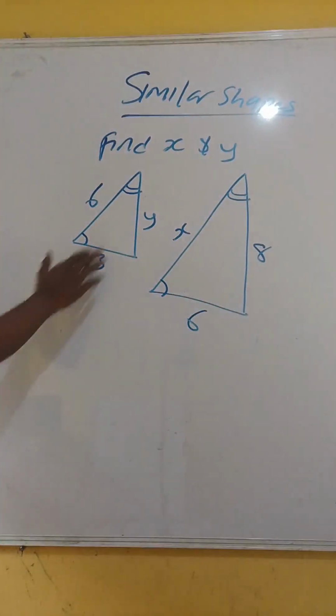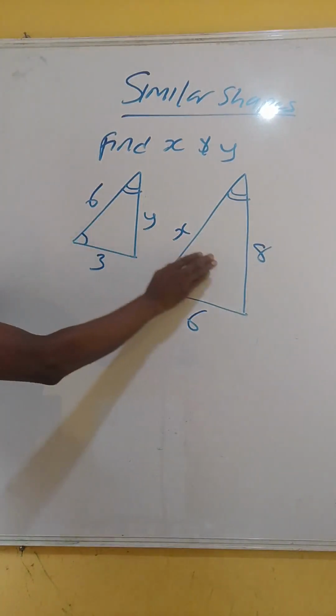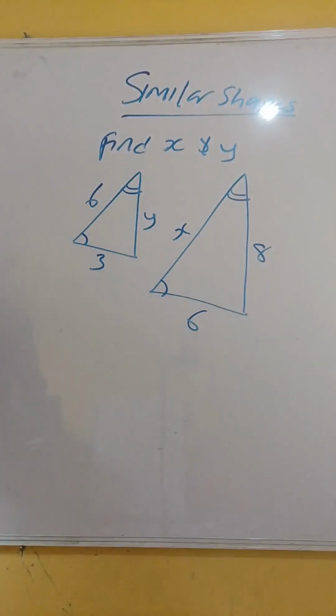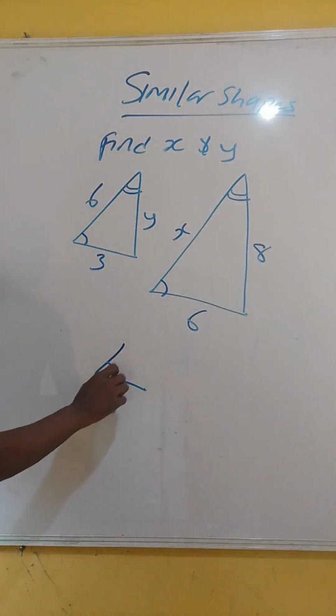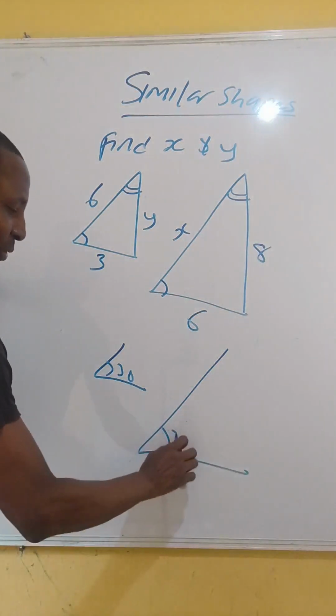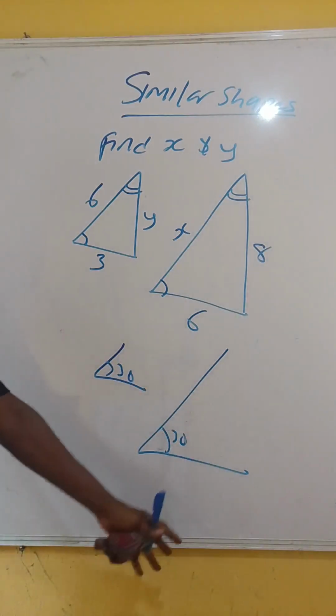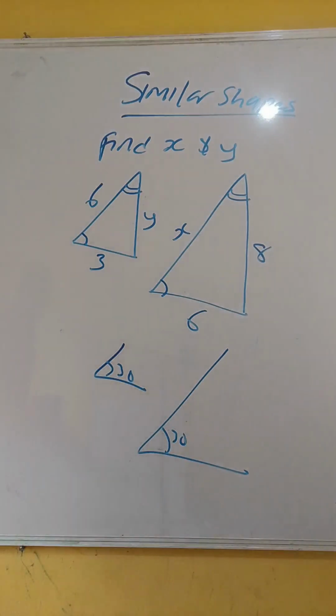Now, let me show you. These are two similar shapes. You can see that one of them is bigger than the other. But look at it. I can draw this angle to be 30 degrees. I can also draw the same angle to be 30 degrees. So the size might not matter, but the angles are the same.